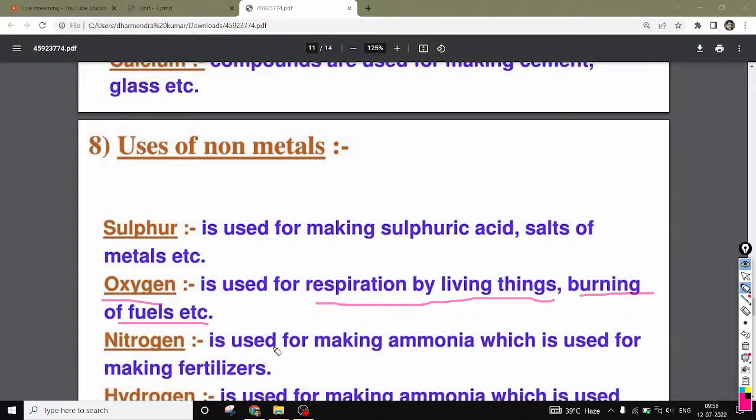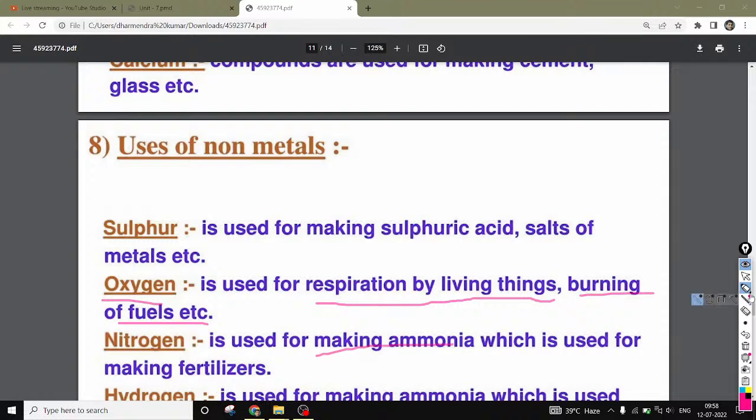And nitrogen is used for making ammonia, which is used for making fertilizers. So nitrogen, used for making ammonia, is a very commonly used material, and ammonia is used for making fertilizers like urea. Urea is also made up of nitrogen-containing substances.